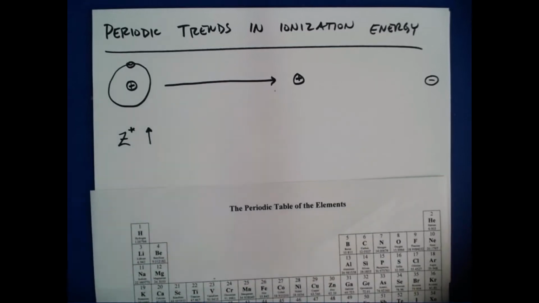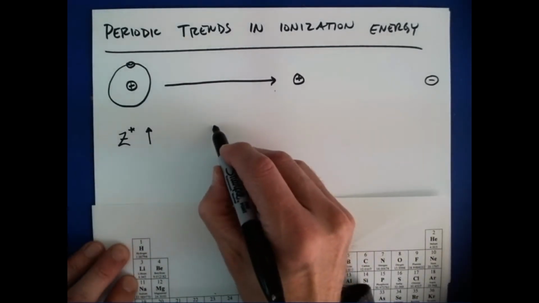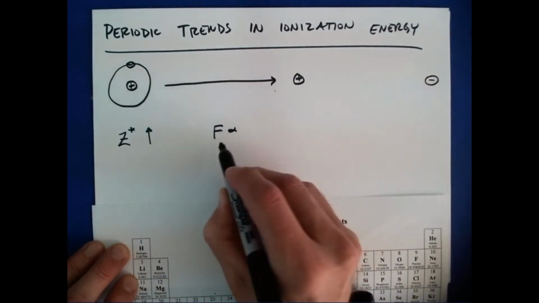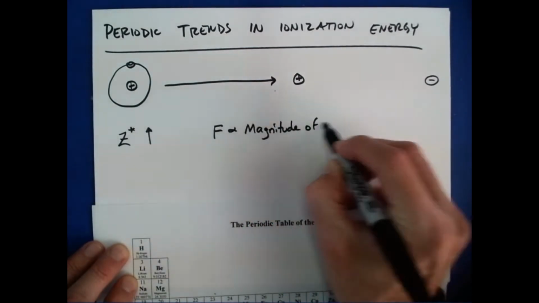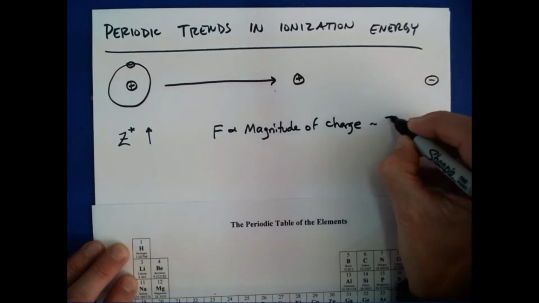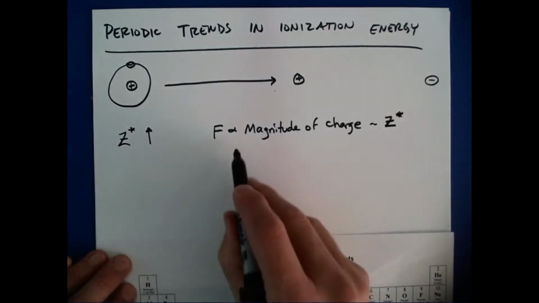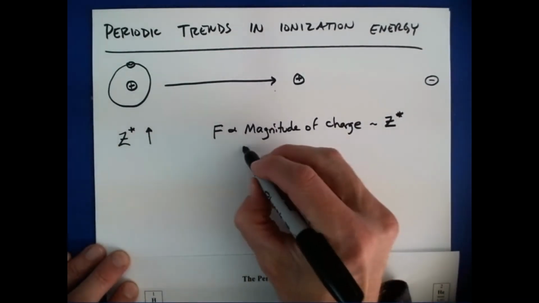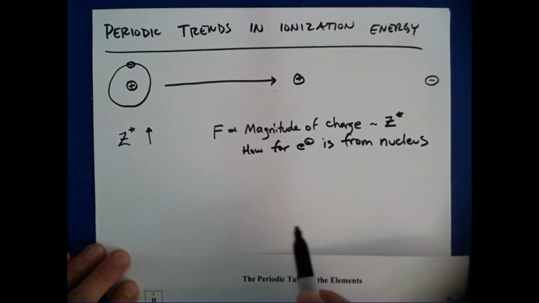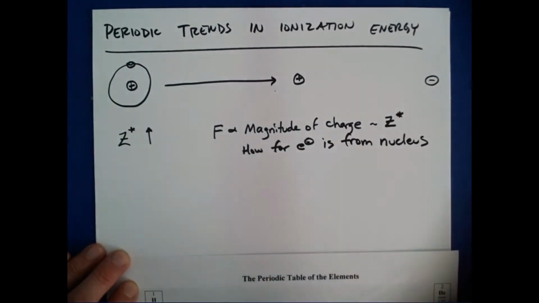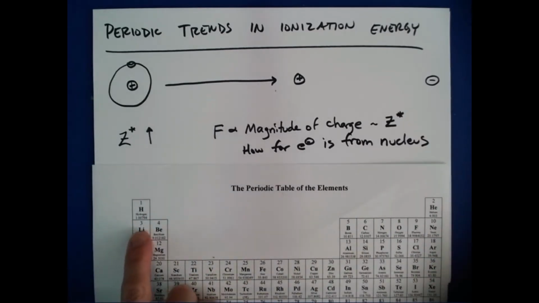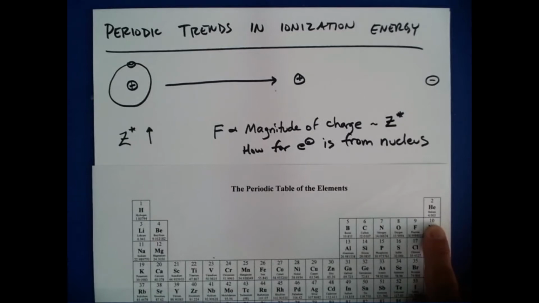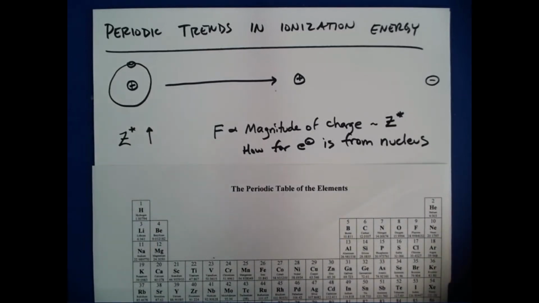We're going to need to remember, though, that the force of electric attraction depends on two things. This F is for force of electric attraction. It depends on the magnitude of the charge, and we get a feel for this by looking at the effective nuclear charge. It's also going to depend on how far the electron is from the nucleus. Both of these parameters favor larger ionization energies as you move across the period, because you might also remember, in addition to the effective nuclear charge increasing as you go across the period, that the distance of the electron from the nucleus is going to get smaller and smaller.